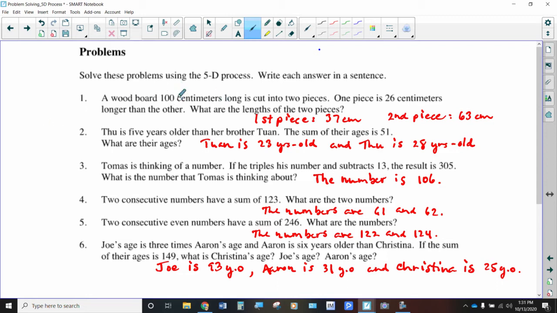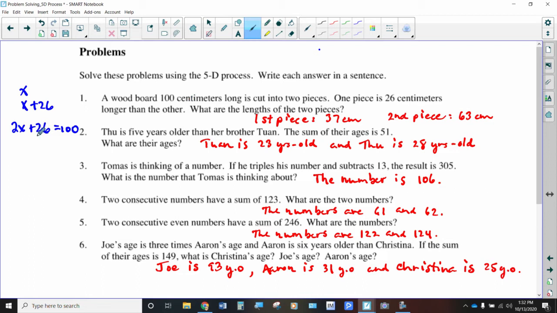So a wood board, for number one, is 100 centimeters long and is cut into two pieces, right? So you've got your first piece and the second piece. If it says one piece is 26 centimeters longer than the other, then your first piece we could just call X, and the second one would be 26 more than X. And if the total sum of these two boards is 100 centimeters long, then by the time we combine like terms, you've got 2x plus 26 is equal to 100, because this board plus this board combined is equal to 100 centimeters long.